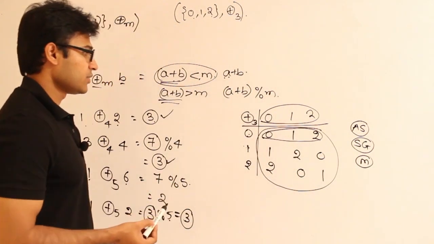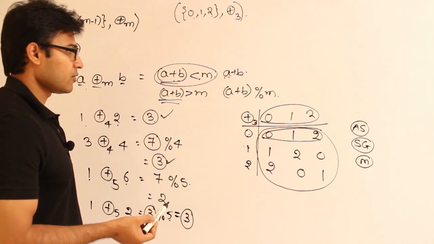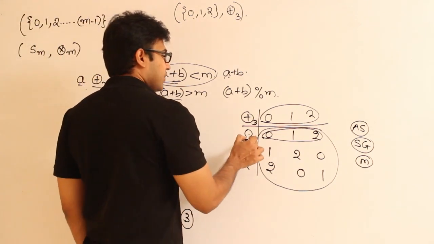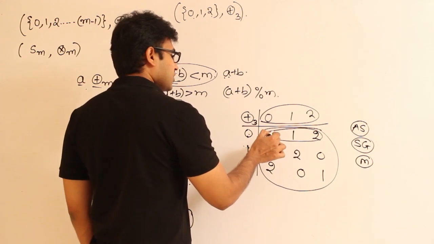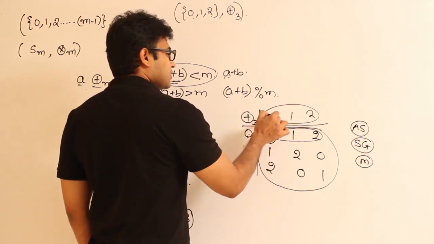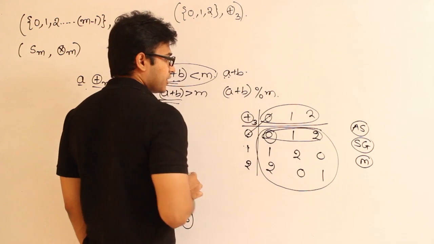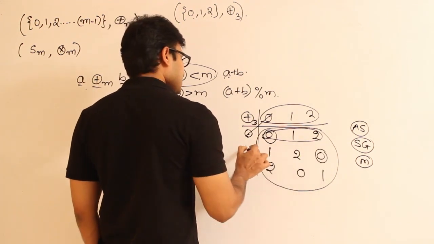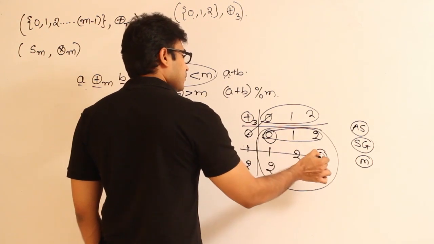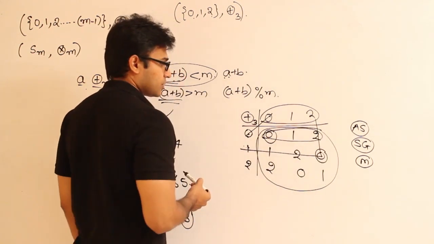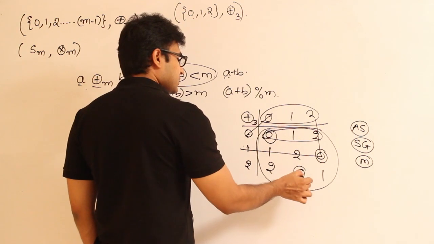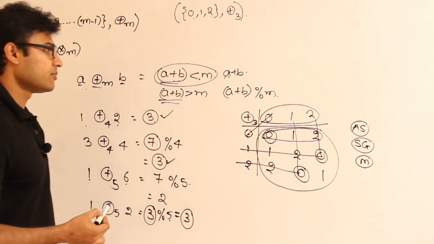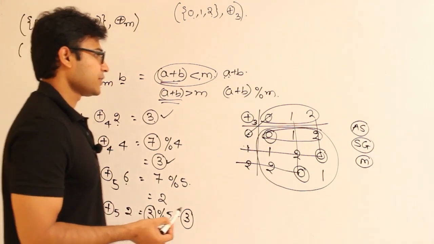Now what about the inverse? You take either a row or a column and see there should be the identity element. See this. For 0, 0 is present here, which means for 0 the identity element is 0. Got it? And for 1, 0 is present here, which means for 1 the inverse is 2. Got it? And for 2 it is here, which means for 2 the inverse is 1. Therefore for every element inverse is present. That is why it is a group.